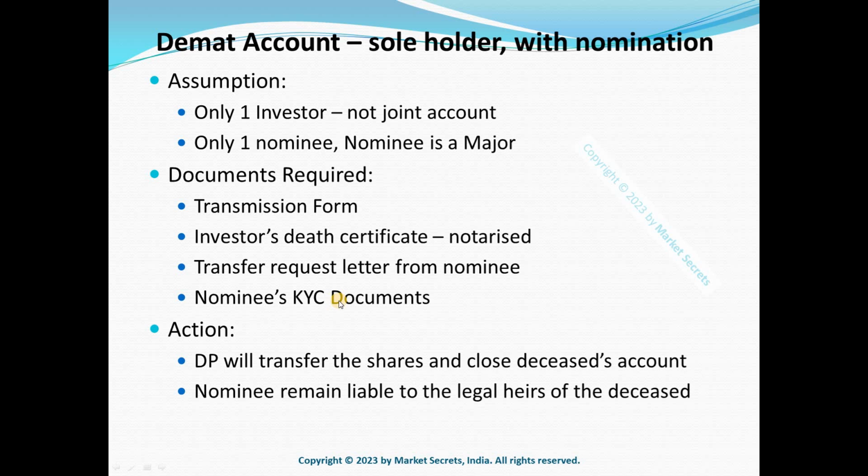If there is any problem or any legal issue in the future, the nominee will be the one responsible. The DP is just washing their hands off. That is what happens with nomination in almost all types of investment, so you need to be very careful about it. If you are a nominee, you will not get to keep it. You are just holding it for the legal heirs. So I hope you understand that part.